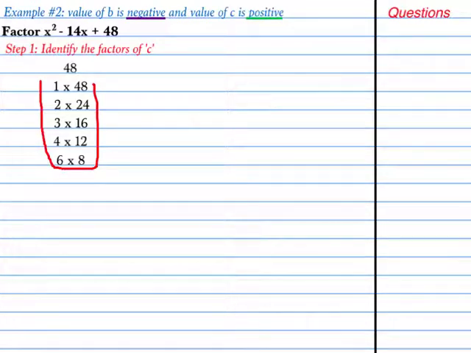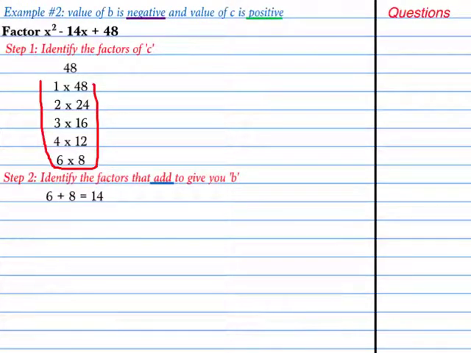I need factors that will give me 14. Now, because 48 is positive, I either had to multiply 2 positives or 2 negatives. Because b is negative, I have to add 2 negatives. So which factors give me 14 when I add them together? So I know 6 plus 8 gives me 14. And I know negative 6 plus negative 8 would give me a negative 14. But a negative 6 times a negative 8 gives me that positive 48. So my factors would be a negative 6 and a negative 8.